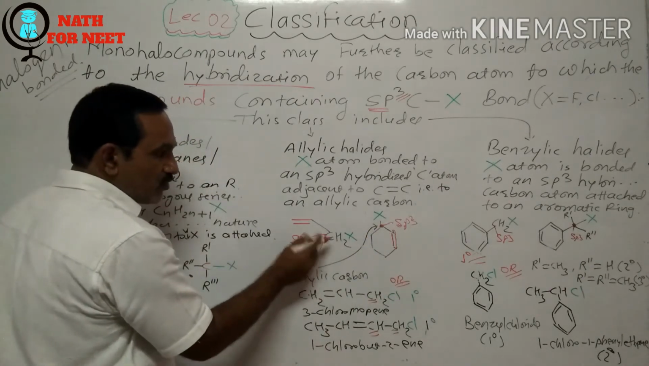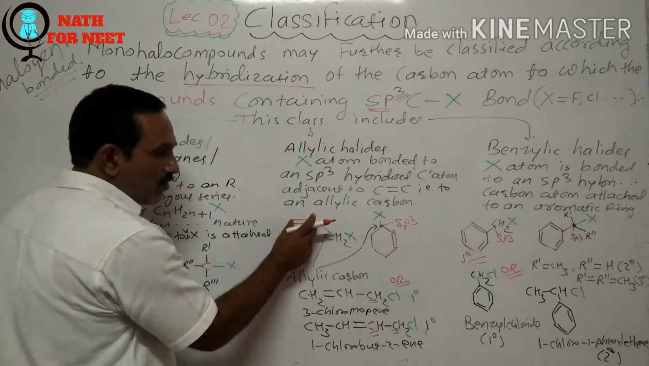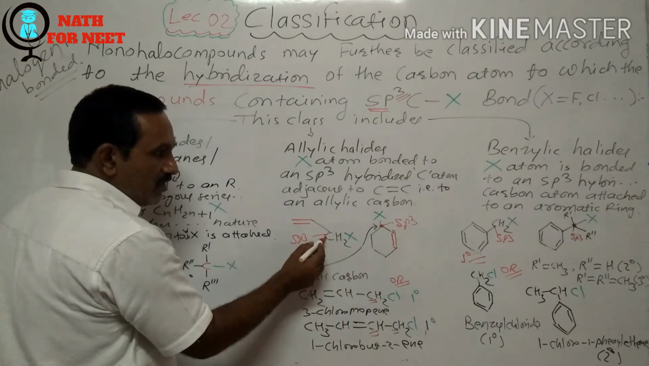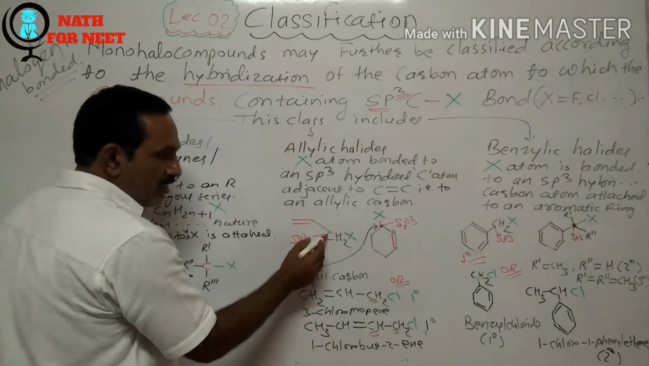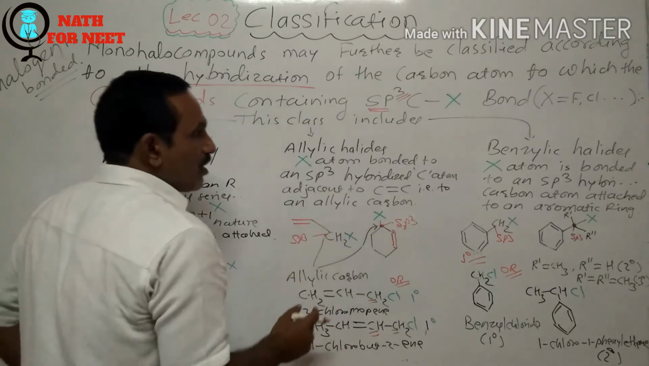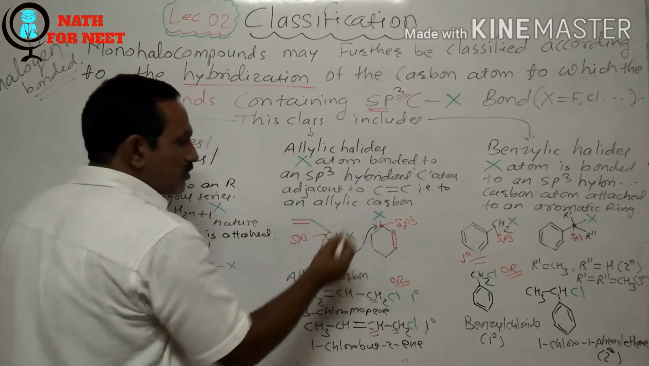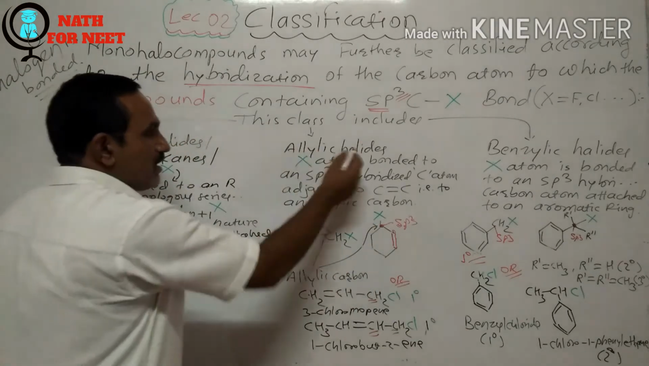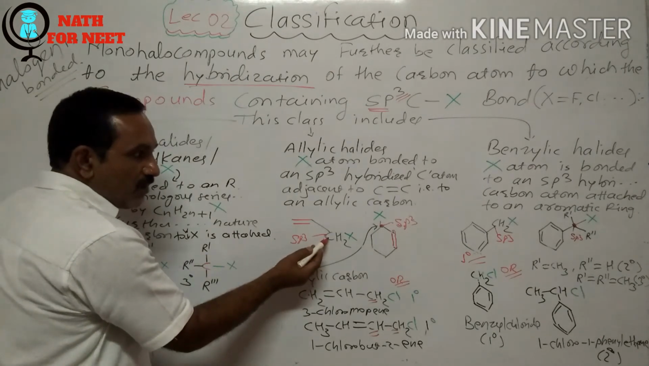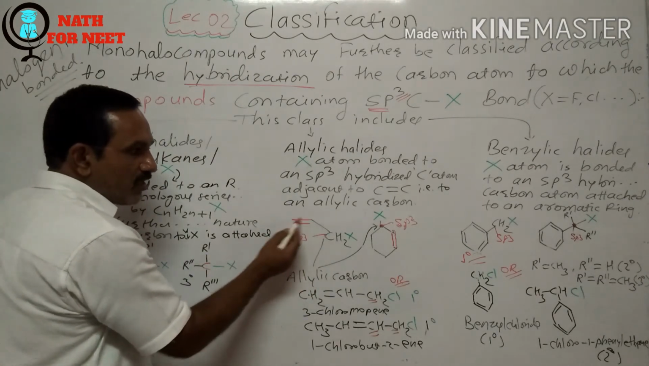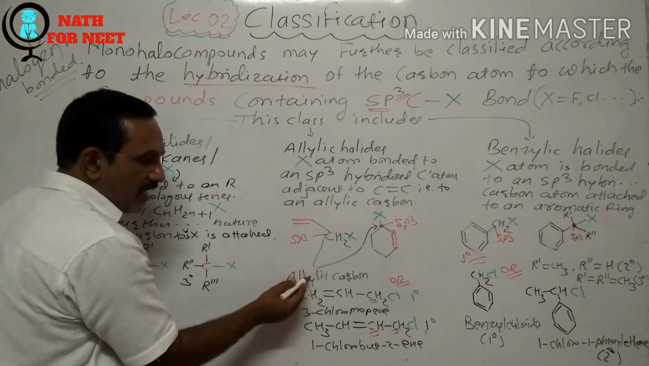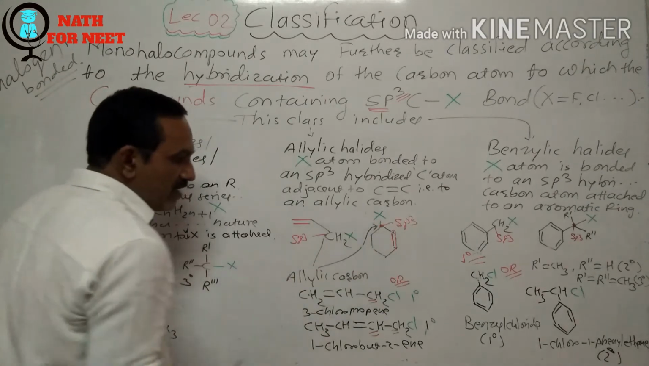This is also adjacent to the carbon-carbon double bond. Here the carbon-carbon double bond is there, and this sp3 hybridized carbon is adjacent to it, and the halogen is bonded to this carbon. So such type of monohalogen compounds are termed allylic halides, where the sp3 hybridized carbon atom adjacent to the carbon-carbon double bond is termed the allylic carbon. Here this is the allylic carbon.